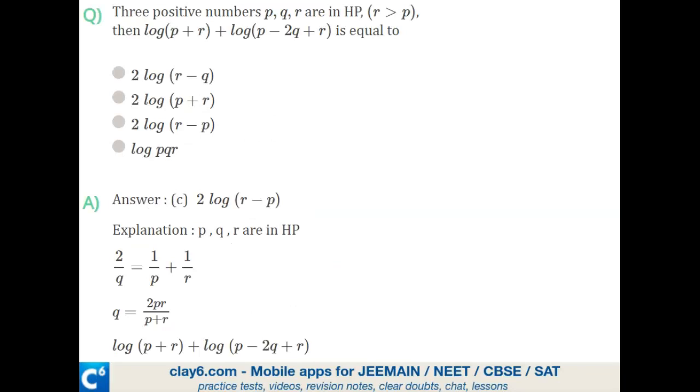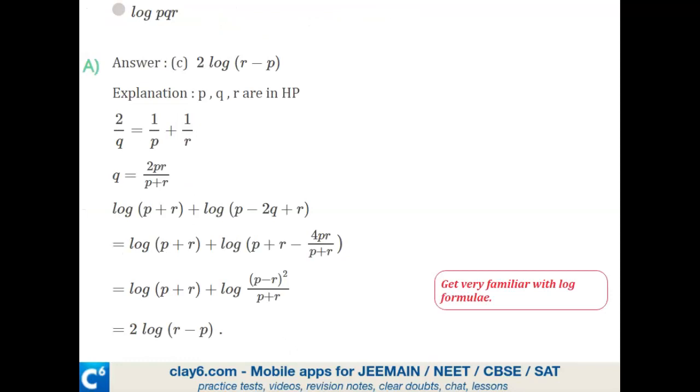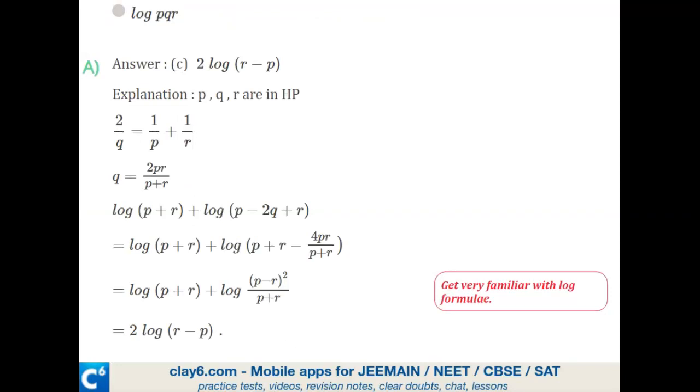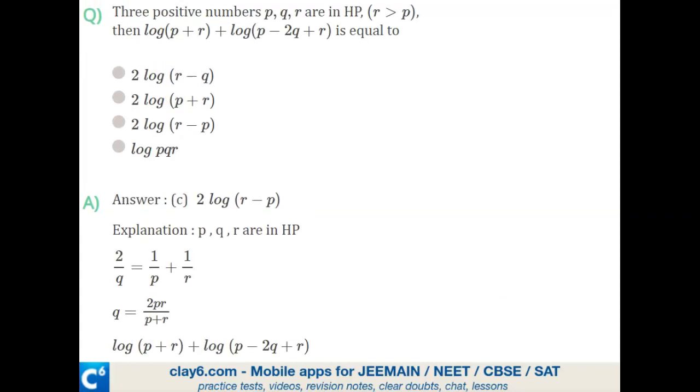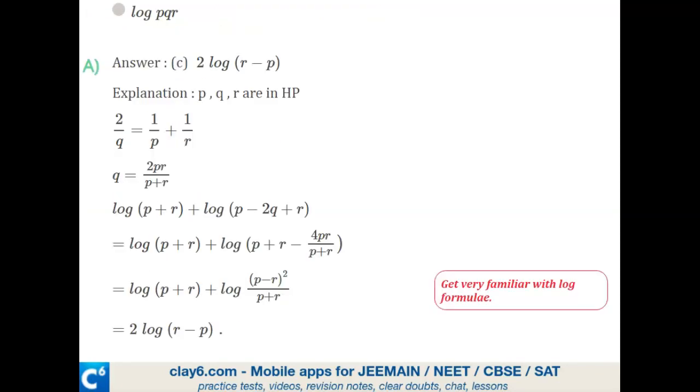So the key thing in this is to first of all get very familiar with the log and keep looking at the answer. So we got log p minus r squared, but what is there is either p plus r or r minus p. We are not getting a p plus r, so r minus p. So how do we do that? P minus r square is the same as r minus p square. We just move it around and we get 2 log r minus p.